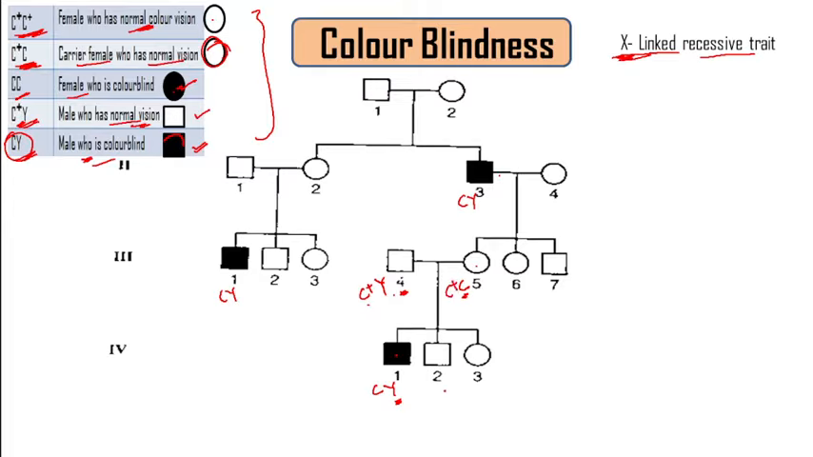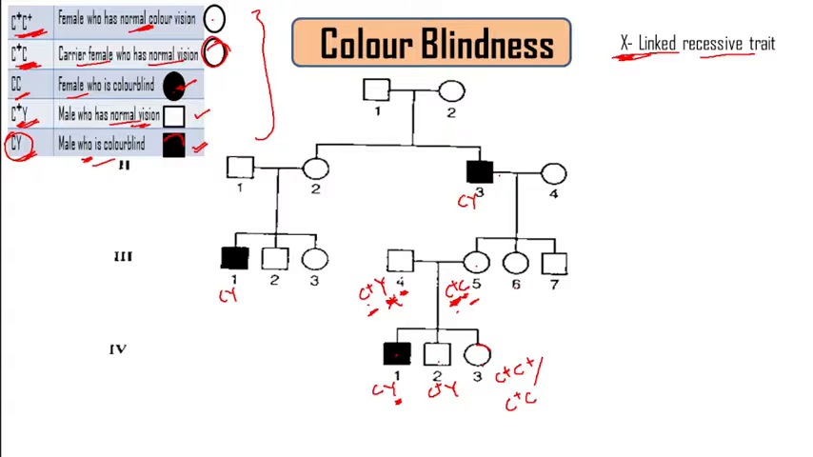Now this particular individual, because he is a male, would inherit capital Y from the father. Because he is normal, he would inherit C plus from the mother. And here, because the circle represents a female, Y will not be inherited. C plus would be inherited here. So this individual is going to carry C plus and can have either C plus or C from the mother. So there are two possibilities for this particular individual.